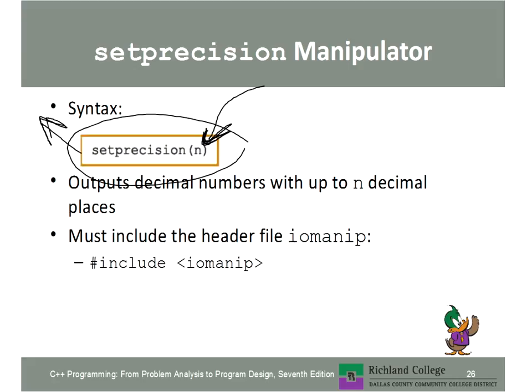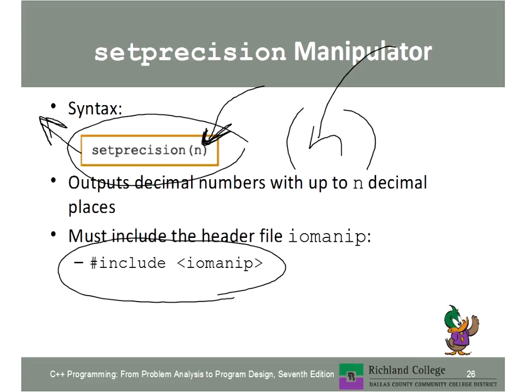So if you have a manipulator in this chapter, any manipulators that you're going to see, if it has parentheses after the name, and it has some kind of a value, then you need the library iomanip. So in the preprocessor, you need to specify to load the iomanip library in order to use manipulators that do have an input parameter. This value being sent in between the parentheses, that's what we call an input parameter.